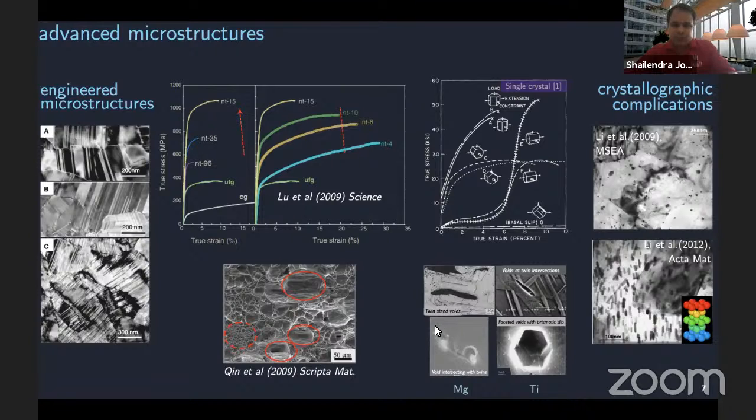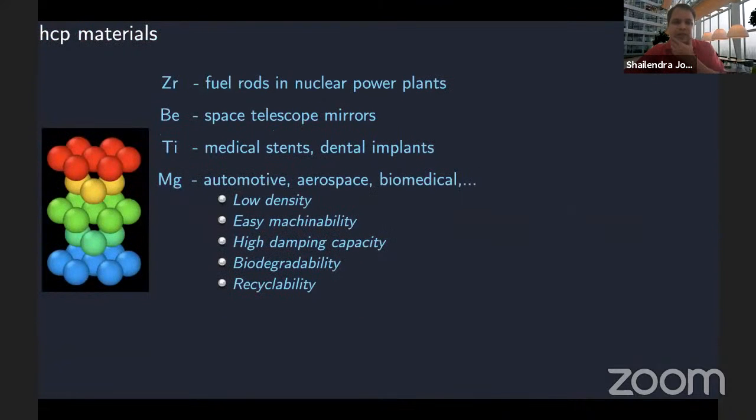For example, if you see the collage of pictures shown at the bottom for magnesium and titanium, you can see that the shapes of the voids and the final process of deformation and cracking can be quite dependent on the local crystallography or local microstructural detail. And this is some of the things that we are interested in capturing. So I'm going to focus primarily on HCP materials.